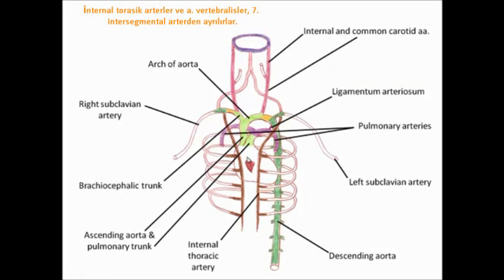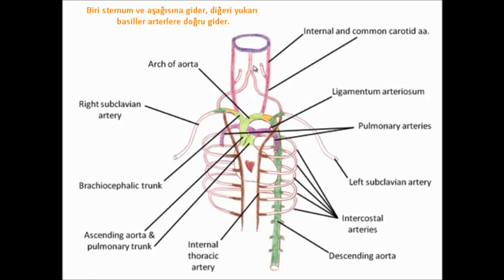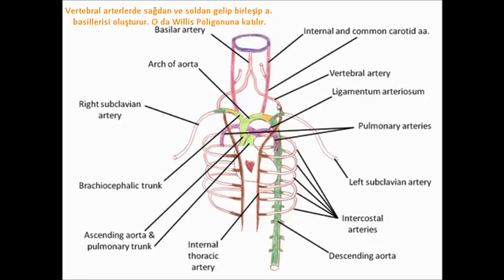Internal thoracic arteries and vertebral arteries stretching off of the seventh intersegmental, one going inferiorly down, posterior to the sternum, and the other extending superiorly towards the basilar artery. Intercostal arteries have moved from the dorsal aorta to meet the internal thoracic, and the vertebrals fuse to form the basilar on the right and left to meet the circle of Willis.